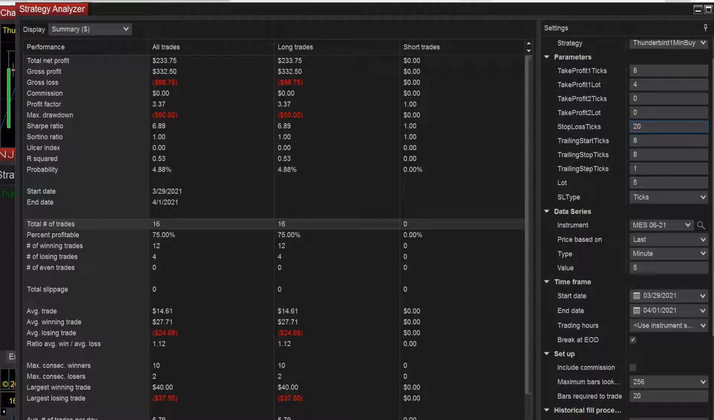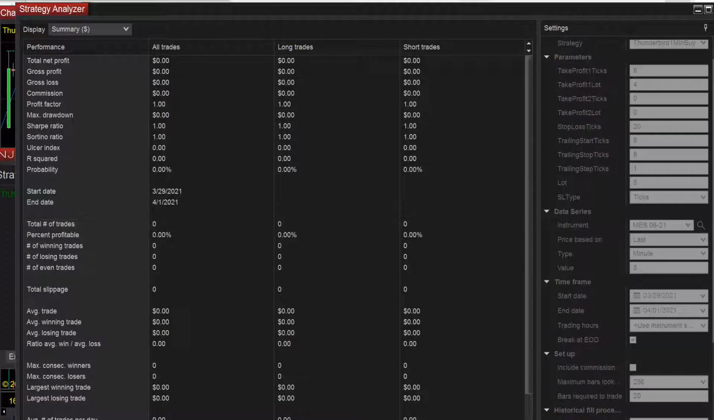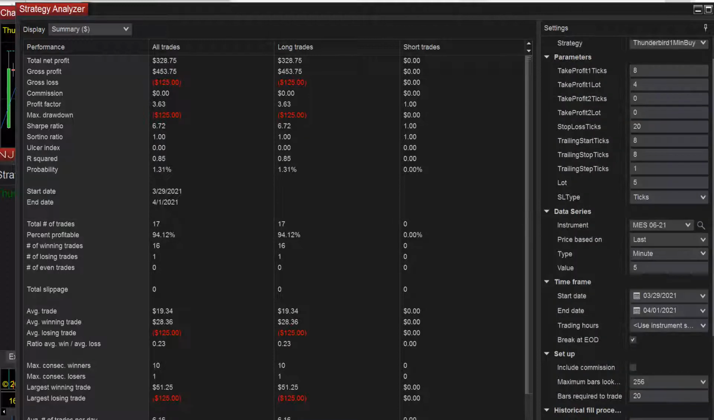Let's see what it says now. Drum roll, please. What do we got here? Ooh. Number of trades 16. 1 losing trade now. 17 trades altogether. Didn't we have 16 before? That's kind of weird too. Oh, maybe because it adjusts. All right, I know why.